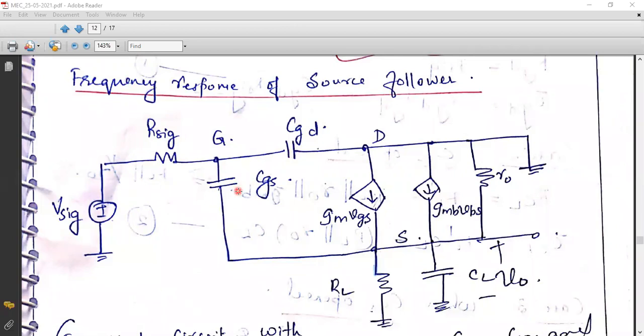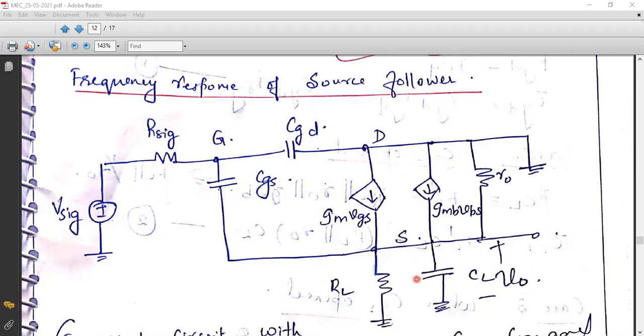For that, we have to consider the capacitances one by one. And what are the three capacitances we have? We have CGD, we have CGS, as well as CL. CGD is a capacitance connected between the gate and drain. CGS is between gate and source, and CL is a load capacitor connected at the source.